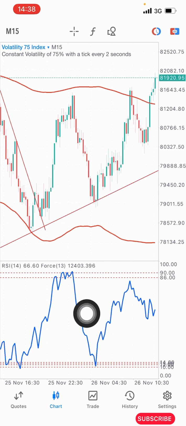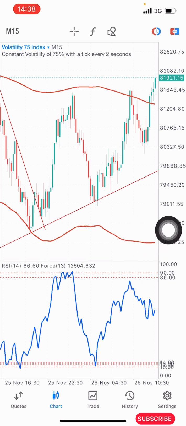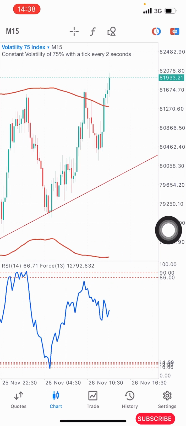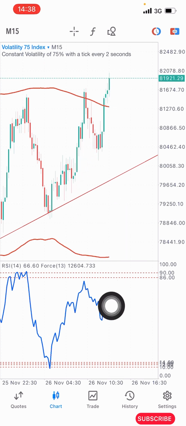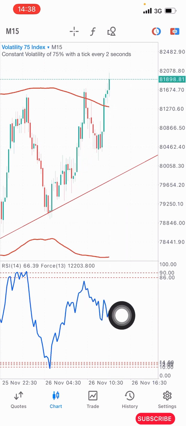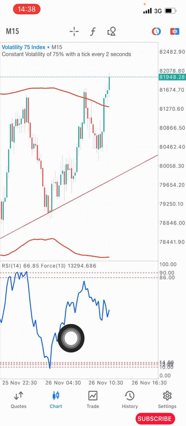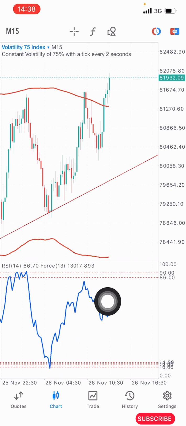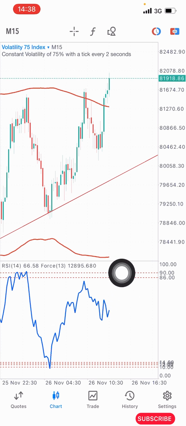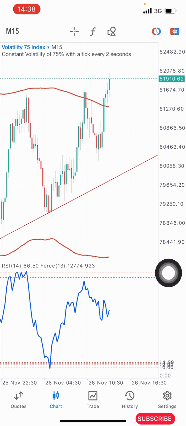All right, so you took your buy from this area, you wait for price to get to the overbought level, and then you exit. So as you can see, price is currently heading up. According to the indicator, you can still be in the trade. If you bought from this area, you can still be in the trade till this blue line gets to the 90 or the 86 level, then you exit according to the strategy.